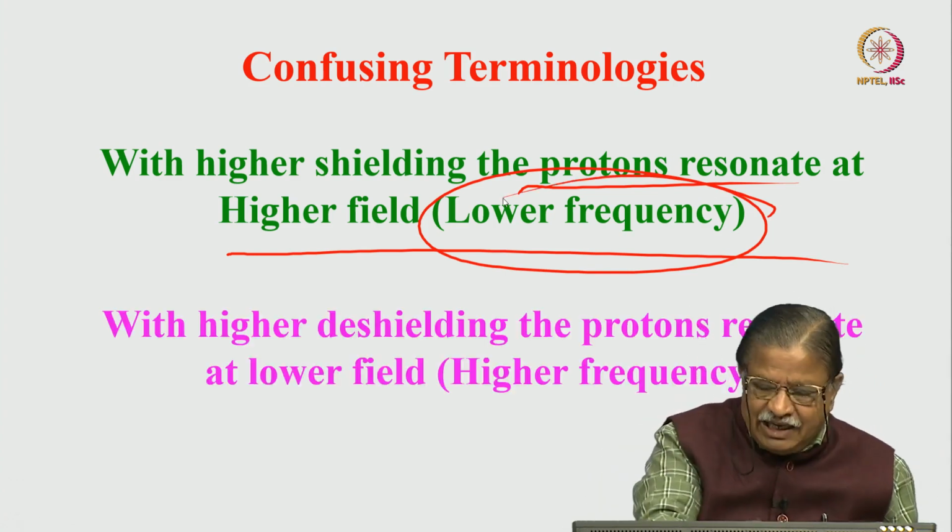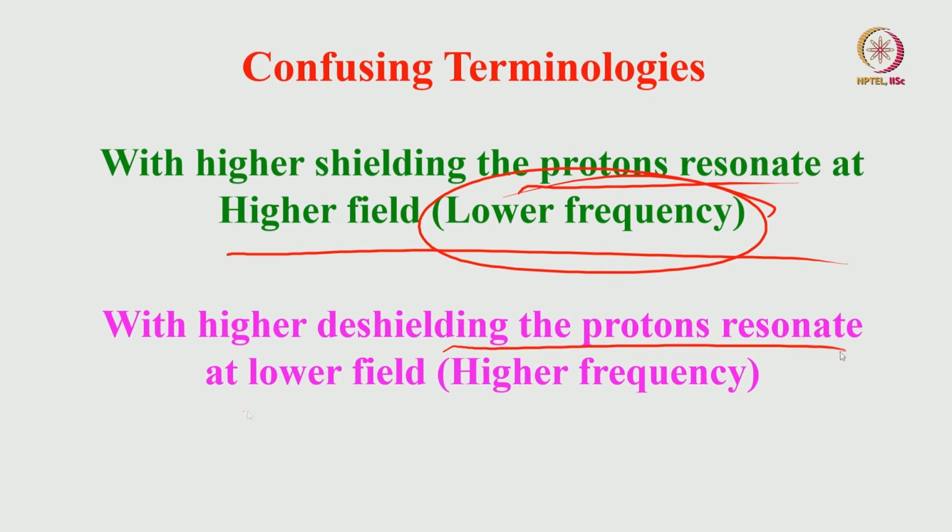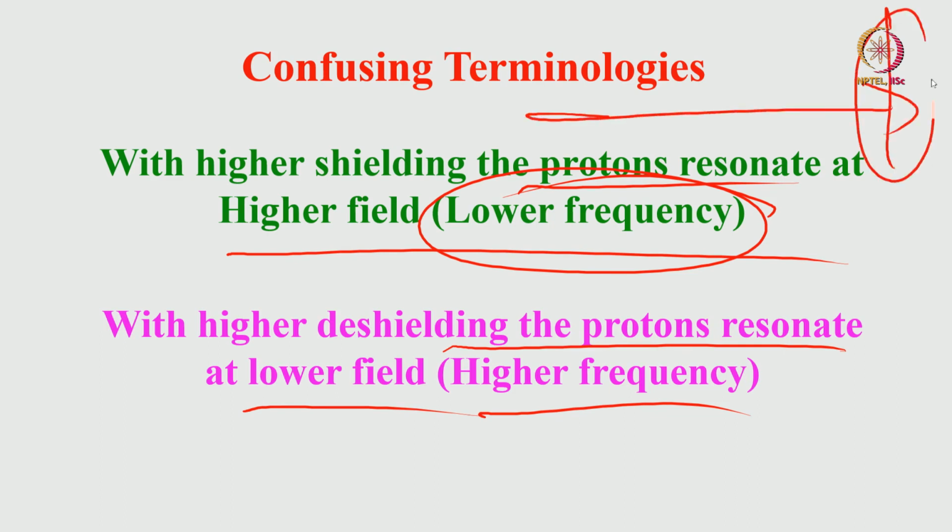Similarly, with higher deshielding, I said the protons resonate at lower field, which means higher frequency. This is a bit confusing, but don't get worried about it. Always remember, in the NMR spectrum, the peak coming at the right is always called the high field region. This is called the low field region, which I am going to tell you.